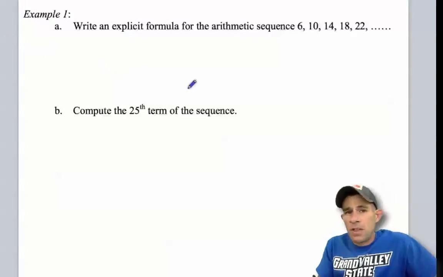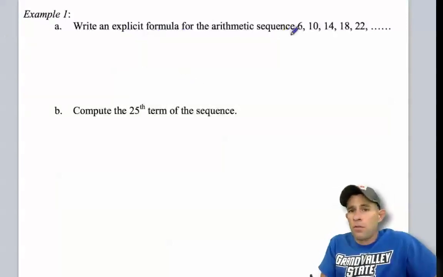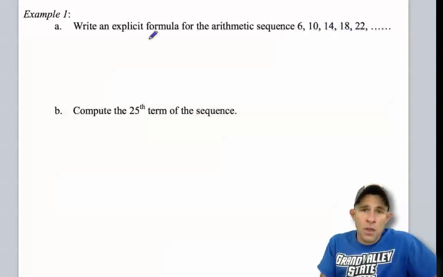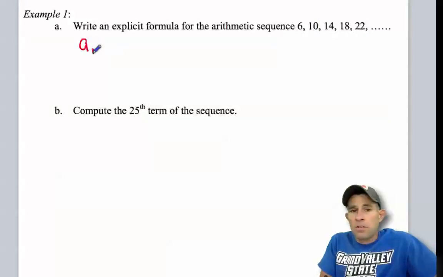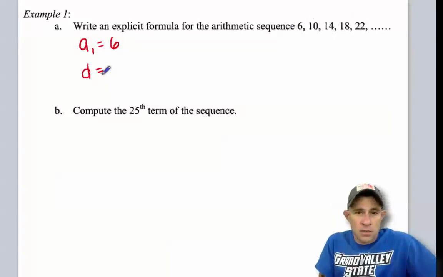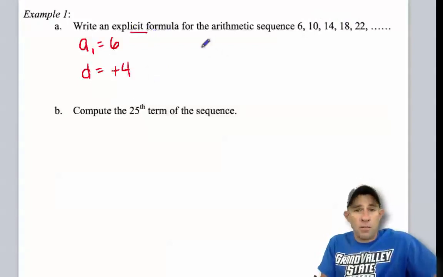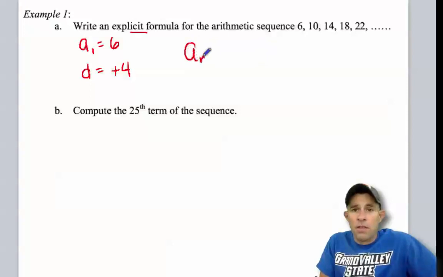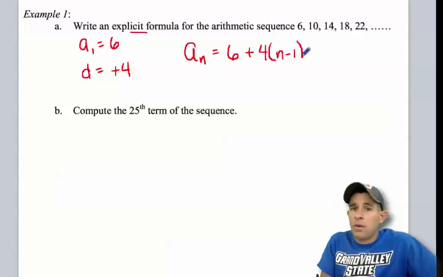All right, in our first example, we are asked to write an explicit formula for the arithmetic sequence 6, 10, 14, 18, 22. Well, keep in mind we need to know our first term. In this case, it's 6. We also need to know our constant difference. We see that each one of these terms is increasing by a positive 4, so that is our d. And now we can write our explicit formula. It simply follows a sub n is equal to our first term plus our constant difference times n minus 1.